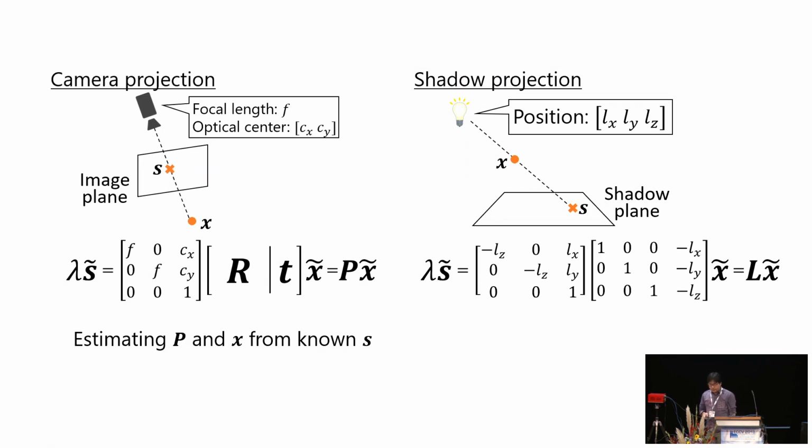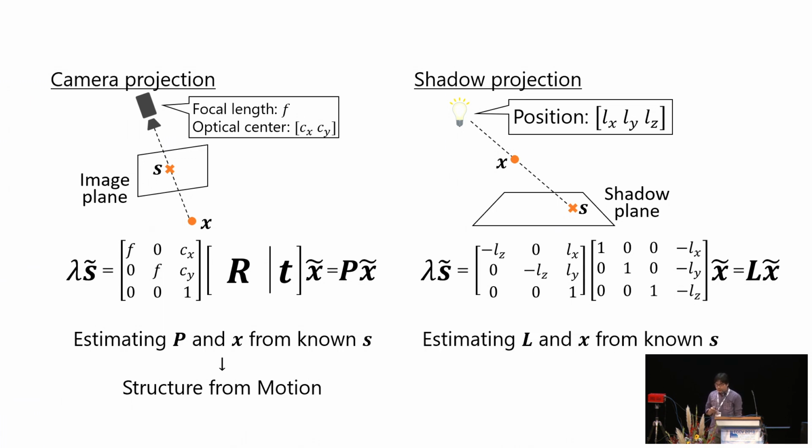In camera projection, consider the problem of estimating projection matrices P and 3D point X from known point S. This problem is called structure from motion. And in our calibration method, we want to estimate light matrices L and pinhead position X from known shadow position S. Since this is so similar to structure from motion, we call our method light structure from pin motion.